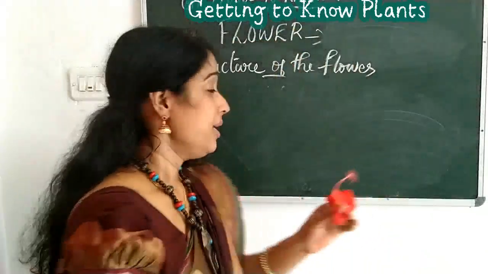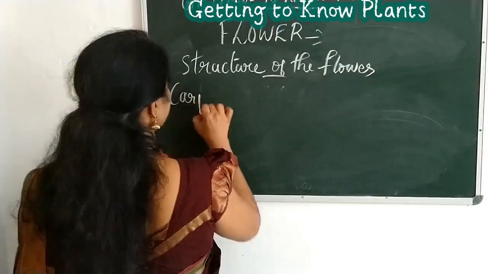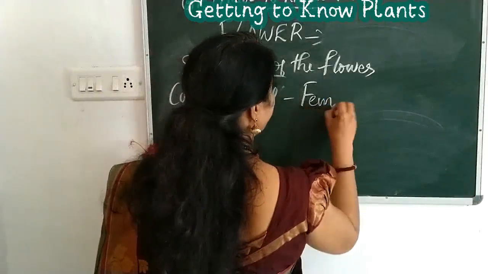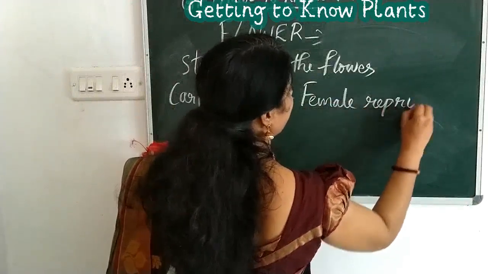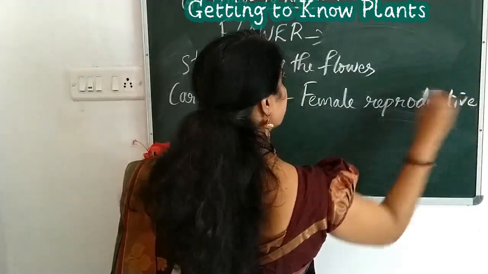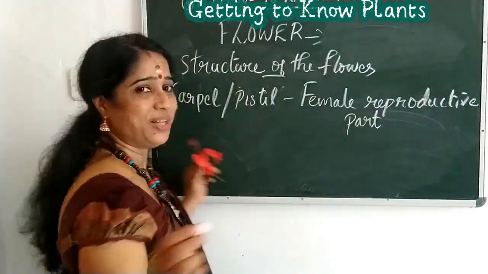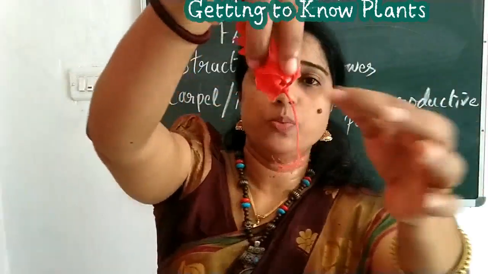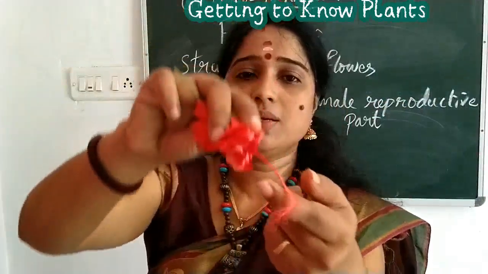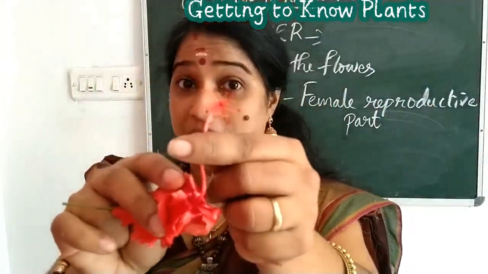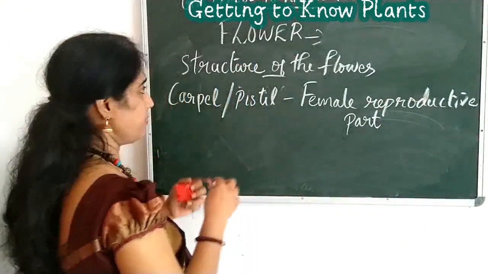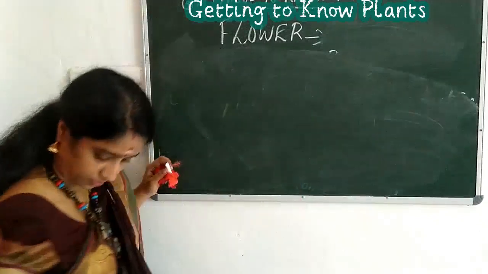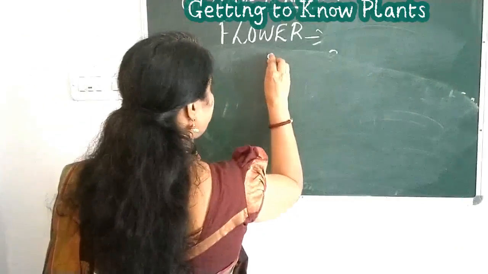This is known as the carpel, or one more term is the pistil. They are the female reproductive part. Okay, this big one, hope it is clear, and you could see the tip also. Yes, this is the female reproductive part of the flower. So I will just draw it here. The structure will be normally like this.